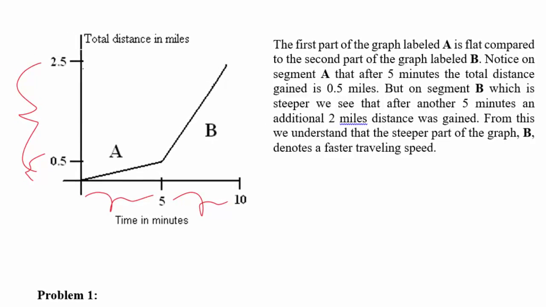So that means my speed must have been increased. If I run a half a mile in 5 minutes, and then the next 5 minutes, I'm able to cover 2 miles, that means I must be traveling at a faster rate. And I think that's what they indicate in this blurb over here. The first part of the graph is labeled A. It's flat compared to the second part labeled B.